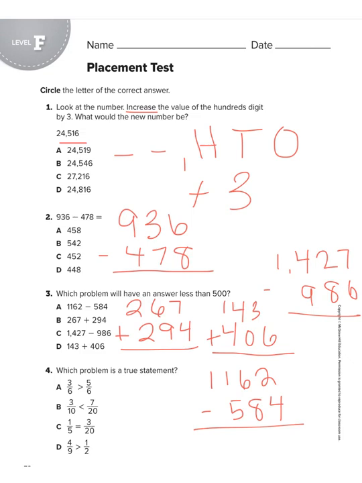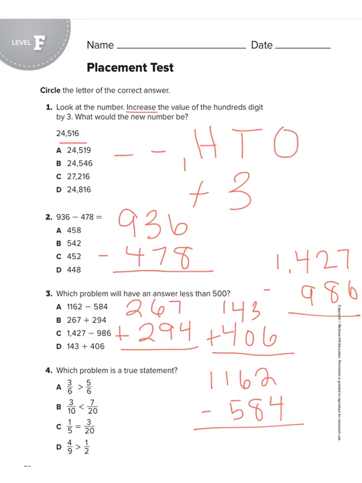Would it be A, 24,519, B, 24,546, C, 27,216, or D, 24,816? So again, on your Google slide, you will just type in A, B, C, or D.